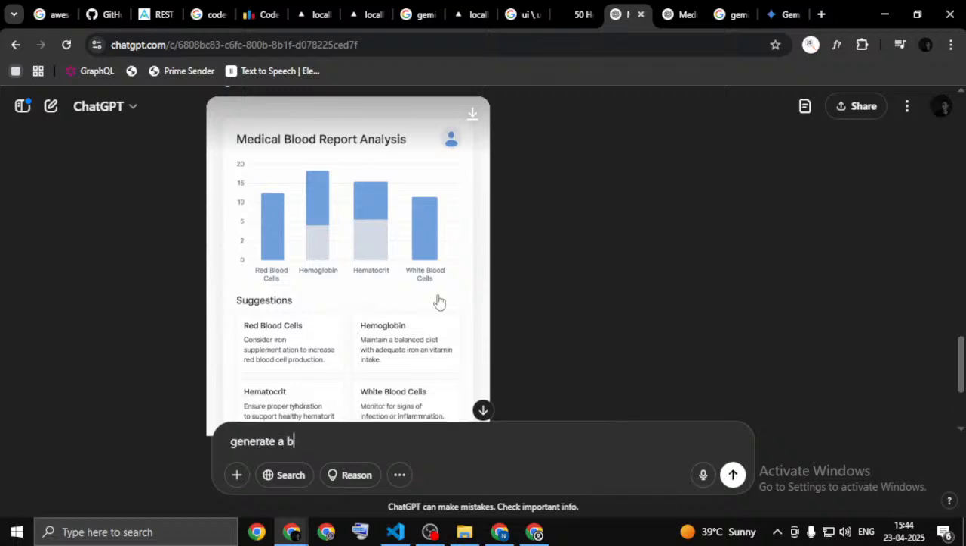Generate a broad dashboard. It should have all the essential information about the blood.